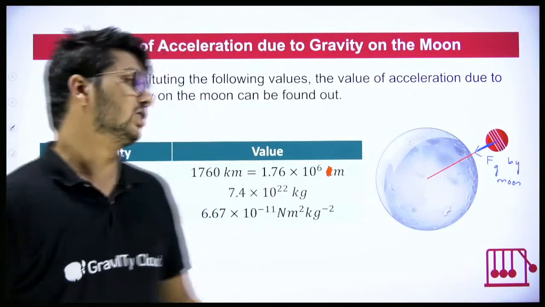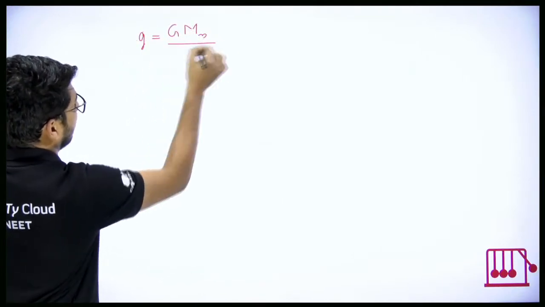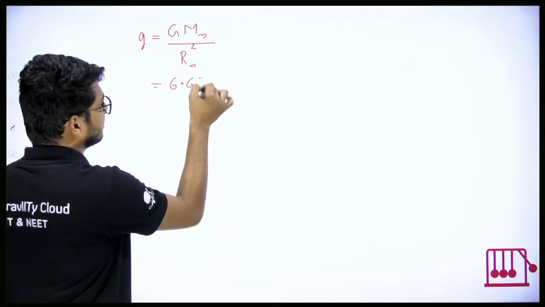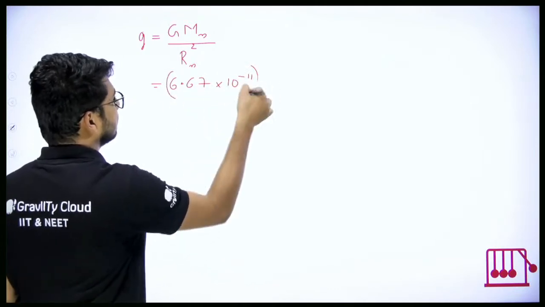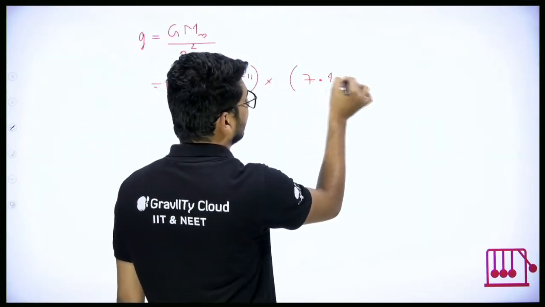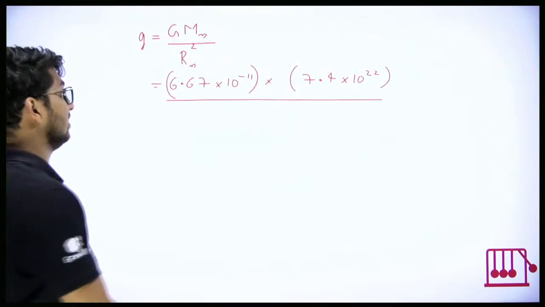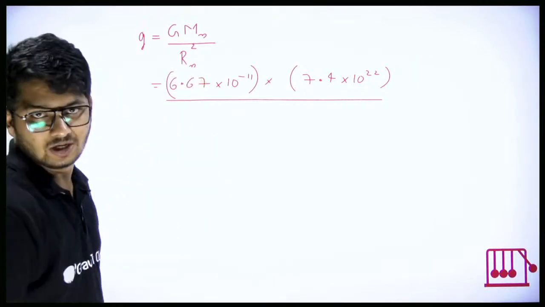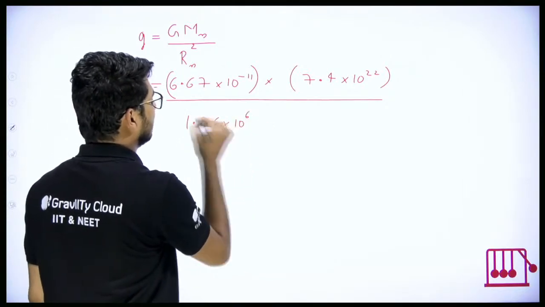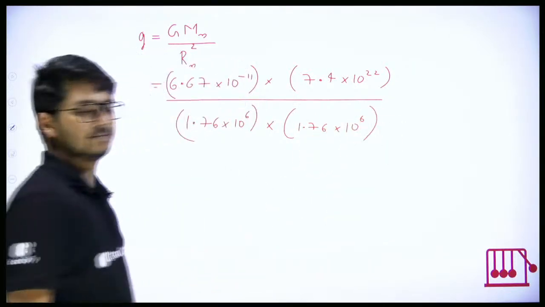So let's find out acceleration due to gravity on moon. What is the formula? Capital G, mass of moon upon radius of moon square. Capital G, as we know, is 6.67 into 10 power minus 11, into mass of moon, 7.4 into 10 power 22 SI units, upon radius of moon, 1.76 into 10 power 6. But we have to take its square, so it comes twice: 1.76 into 10 power 6, multiplied with 1.76 into 10 power 6.